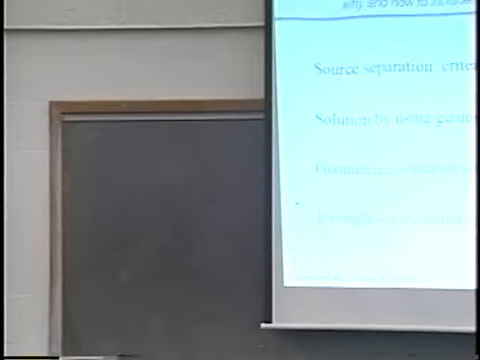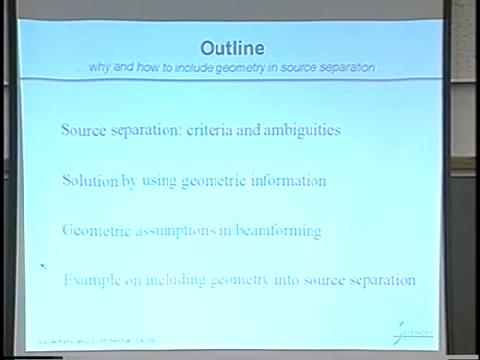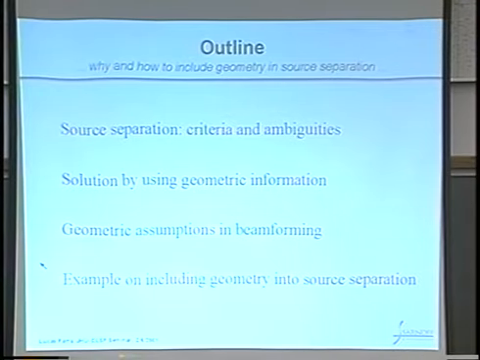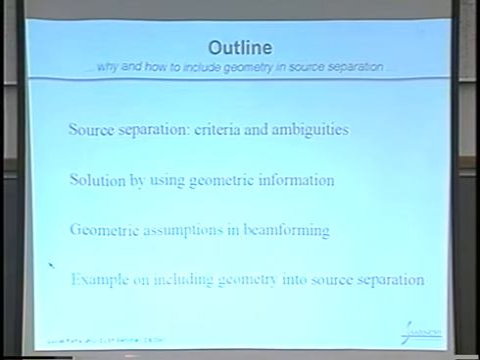So this is what I'm going to talk about. What is source separation, and what are the criteria that people usually use to separate signals? And what the problems are. There's a number of ambiguities that make this not work in practice, I'm going to claim here. Then I'm going to say that using geometric information, such as people in beamforming do, will help us solve some of those problems. Then I'm going to say how this geometric information is included in the algorithms by making geometric assumptions on the response of the arrays and the filters. And then I'm going to give some examples of how to actually implement these ideas in practical algorithms.